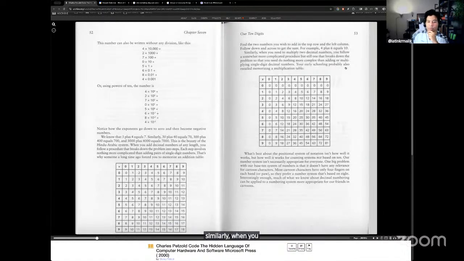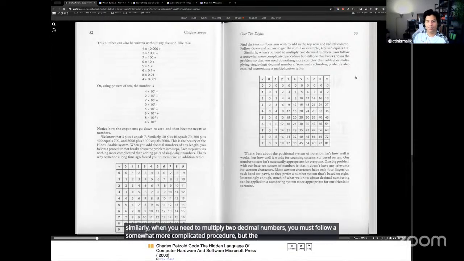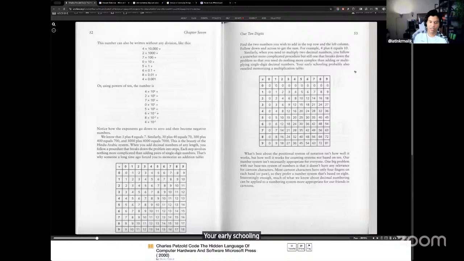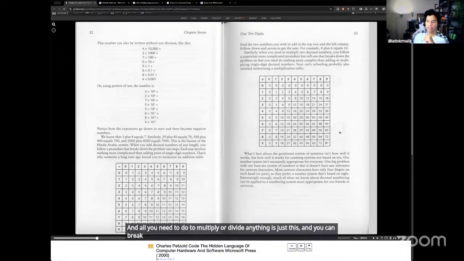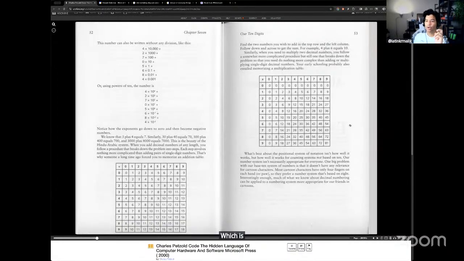Similarly, when you need to multiply two decimal numbers, you must follow a somewhat more complicated procedure, but one that still breaks down the problem so that you need to do nothing more complex than adding or multiplying single digit decimal numbers. Your early schooling probably also entailed memorizing a multiplication table, and this we all remember, right? Like 2 to 10, and then we started, I think, memorizing even more. And all you need to do to multiply or divide anything is just this. And you can break down any largest amount of calculation into simple steps by following some rules, which is also how an algorithm works.